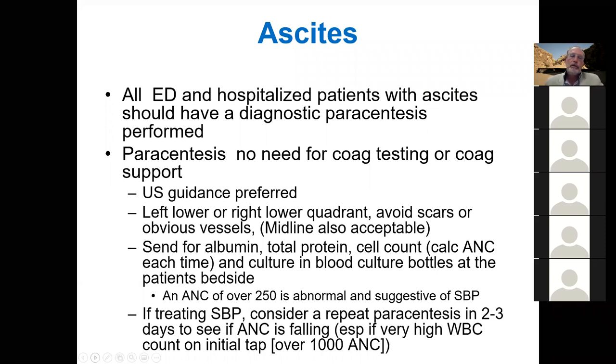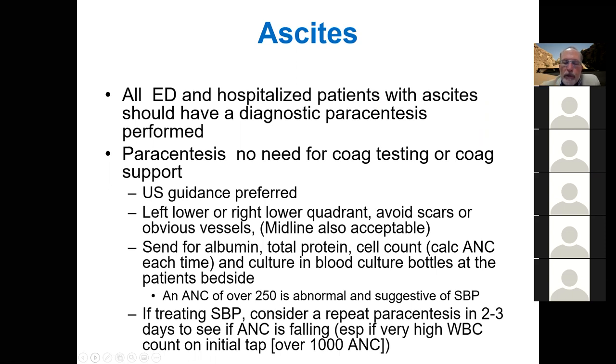And we talked about making sure the fluid is sent for culture, blood culture bottles at the bedside, total protein, albumin, and cell count. Now the cell count on ascites for boards, ANC, absolute neutrophil count, over 250 supports SBP. But my rule is, through my 30 years of experience, any absolute neutrophil count over 50 needs to be treated as SBP. If the patient isn't looking good at day 3, you do a repeat tap and reassess the neutrophil count. The neutrophil count's going up, you have picked the wrong antibiotics.